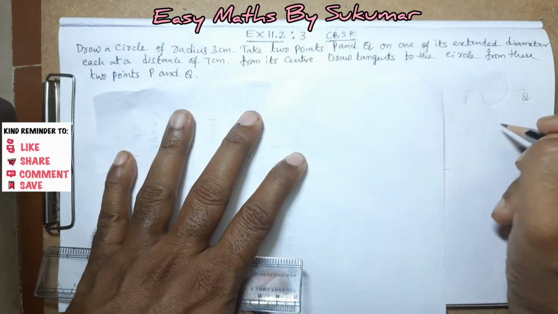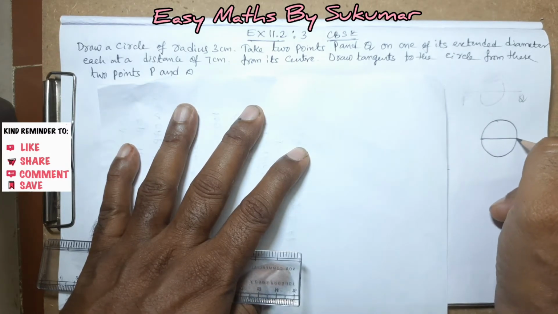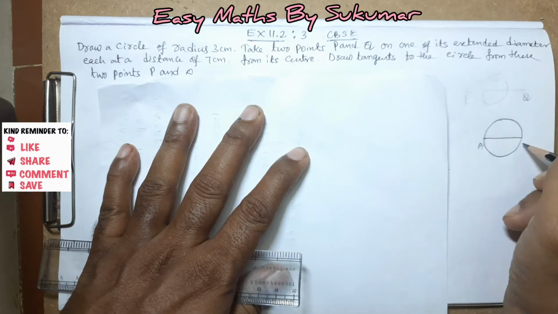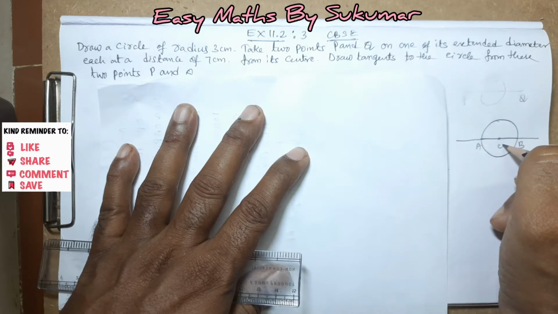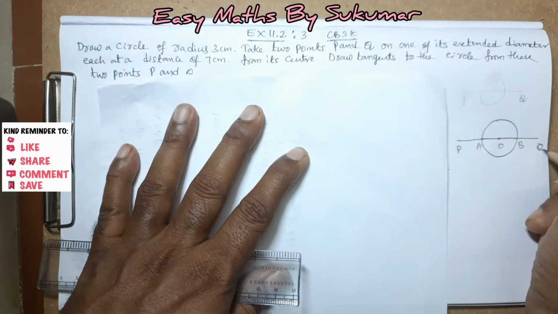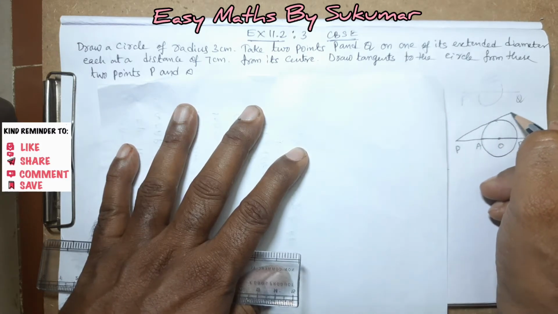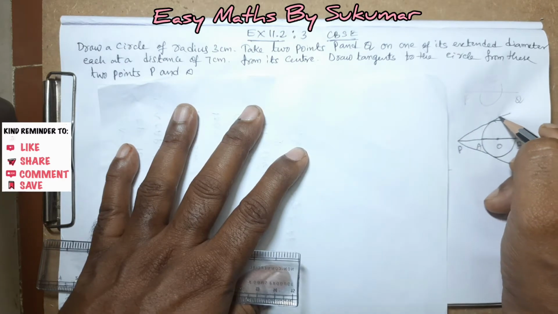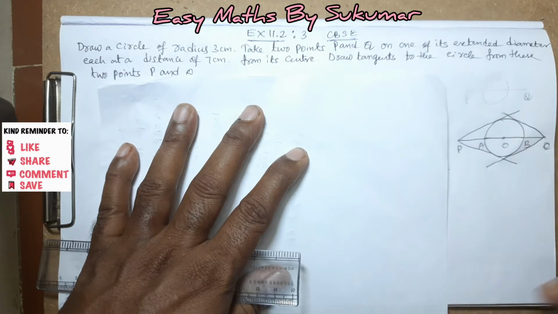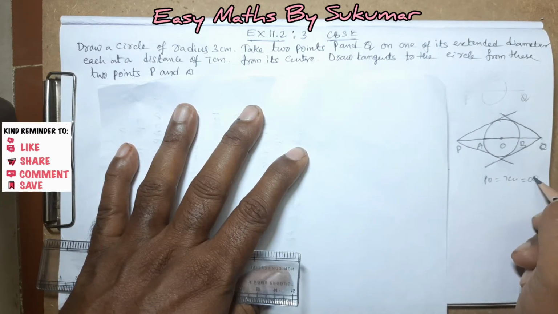Here we draw the rough figure first. This is a circle of 3 centimeters radius. AB is a diameter, and O is the center of the circle. This is P, this is Q. OQ is 7 centimeters, PO is 7 centimeters. From P draw a tangent, from P draw another tangent. Again from Q draw a tangent, and from Q draw another tangent. So this is the rough sketch. That means PO is 7 centimeters and OQ is also 7 centimeters.